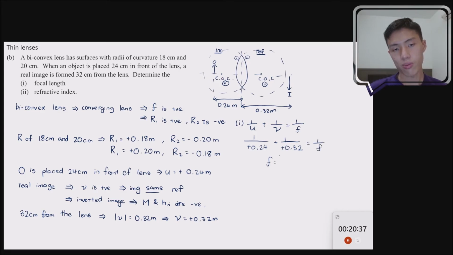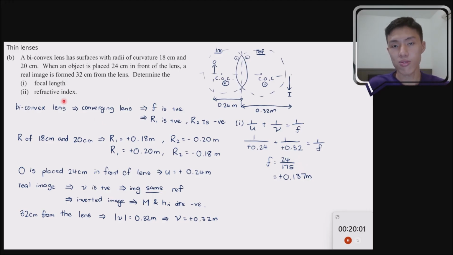So your focal length will be equal to 24 over 175, which is equivalent to positive 0.137 meter. Okay, we see that our focal length is a positive value, which matches with our prediction because it is a converging lens, so f must be positive. So it further reaffirms that our answer most probably is fine.